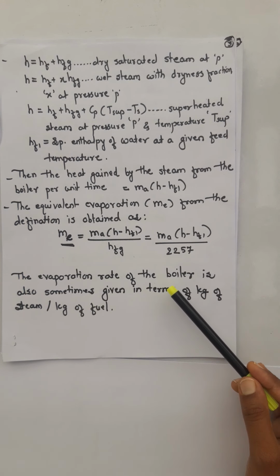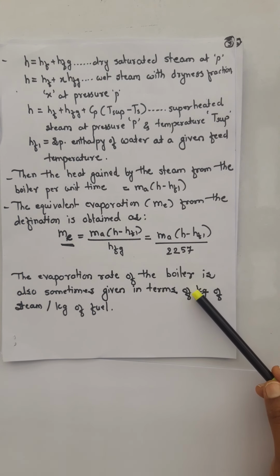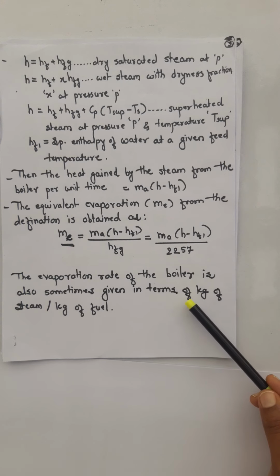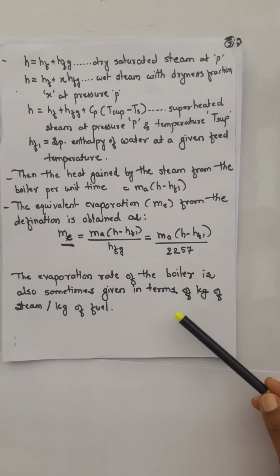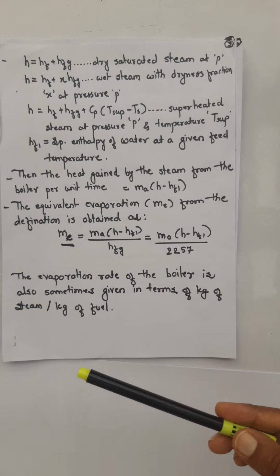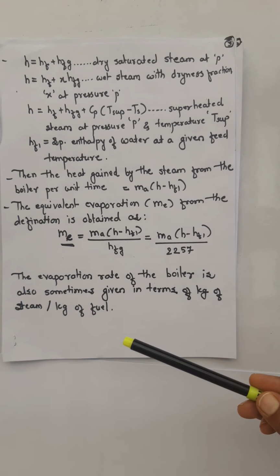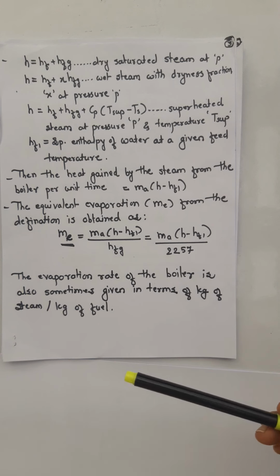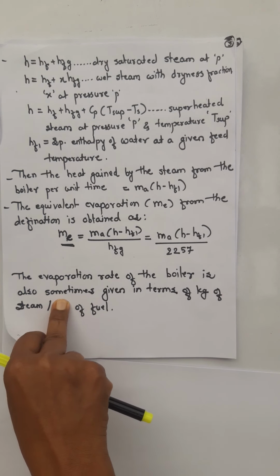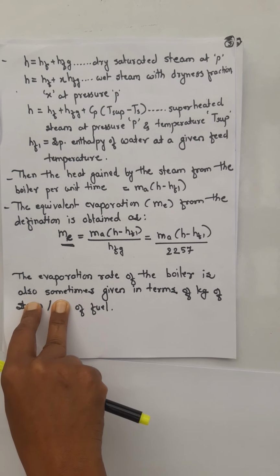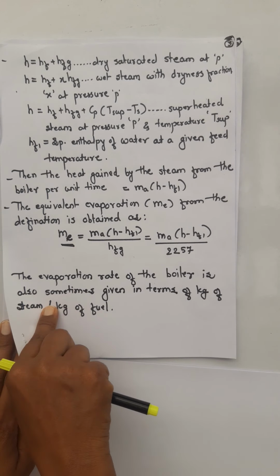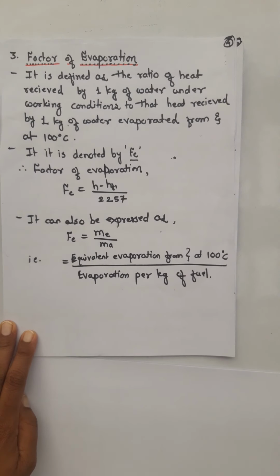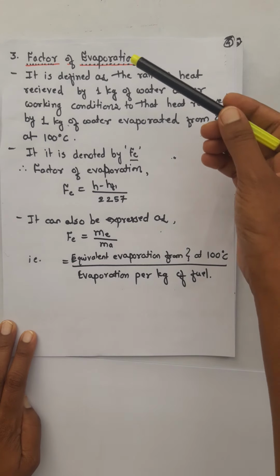The evaporation rate of boiler is also sometimes given in terms of kg of steam per kg of fuel, and the presently accepted standard of expressing the capacity of boiler is in terms of the total heat added per hour. Now let us look at another important parameter to find out the performance of the boiler, which is nothing but factor of evaporation.